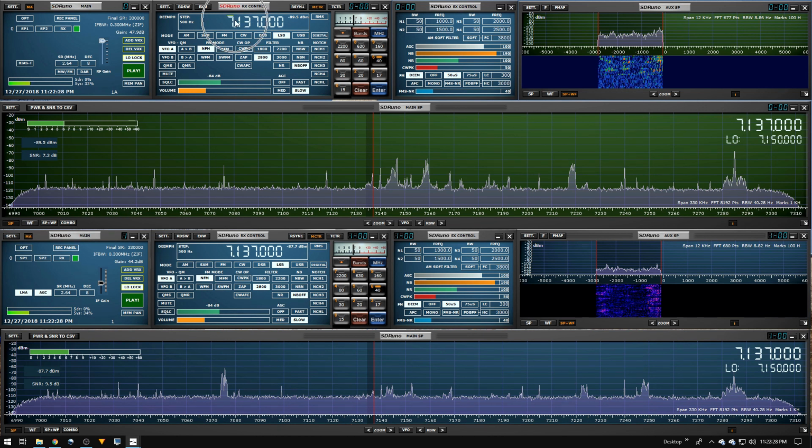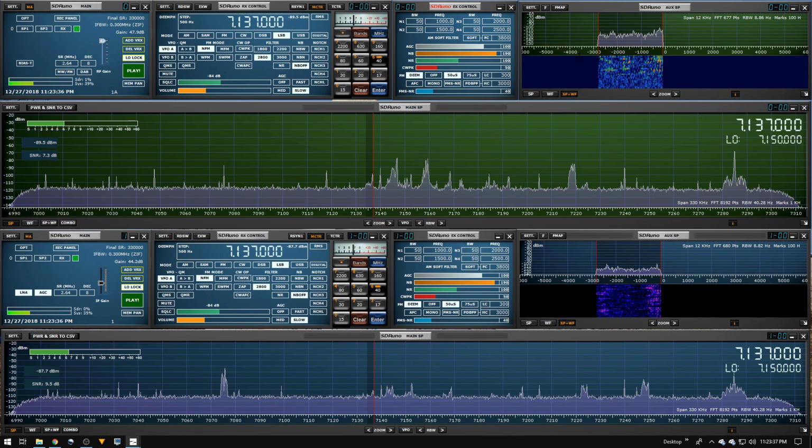Over here in the RX control window, you can see that I've got both radios tuned to 7.137 megahertz at the moment. They're both in lower sideband mode, and they're both running a filter width of 2.8 kilohertz. Both of them have their noise blankers off and both AGCs are currently set to slow. Over here in the extended window control, you can see I've got both radios set with the same exact options.